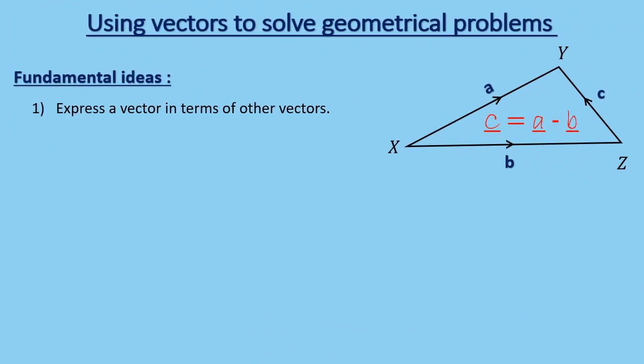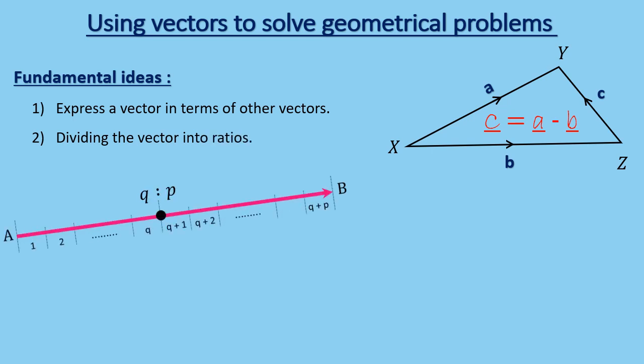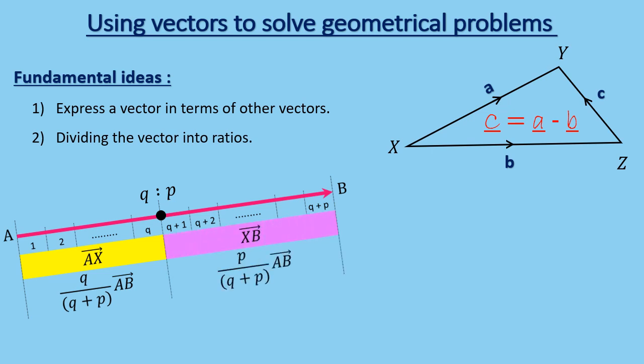The second idea is dividing the vector into ratios. If a point X divides a vector AB in the ratio q to p, then vector AX will be equal to the ratio of q divided by the sum of q and p multiplied by the vector AB. And vector XB equals the ratio of p divided by the sum of q and p multiplied by vector AB. Now that we've covered the first and second ideas, let's move on to the third and final idea we'll cover in this section.